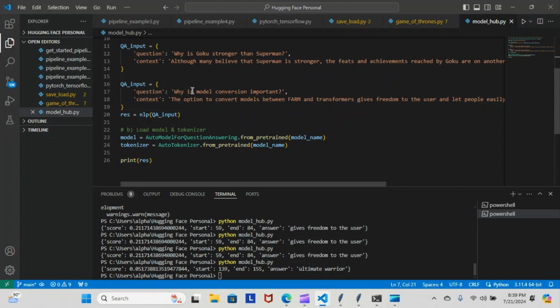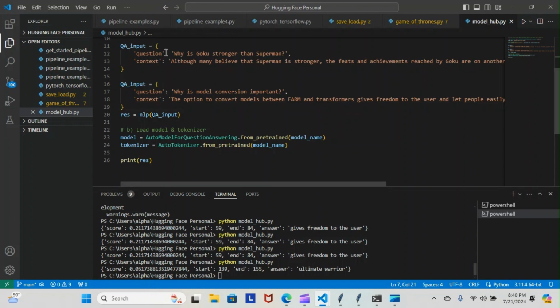So this is the question: why is model conversion important? And what the program does is it goes into the context and pulls out the most accurate information to bring back an answer. And the most accurate information is: it gives freedom to the user. So why is model conversion important? Because it gives freedom to the user. And as you can see, it starts at 59 and ends at 84. That's just the character count. So if you count all the way here, including spaces, to 59, you would get to G. And then if you keep on counting to 84, you would finish out at the space after users. So that's why you see the 59 start and 84 there.